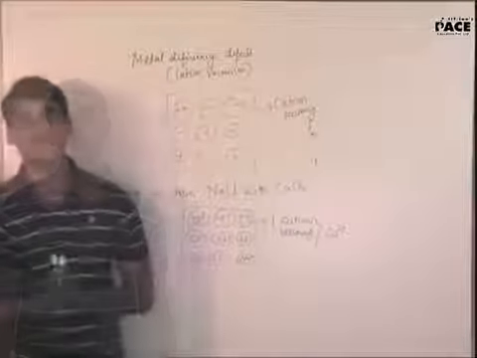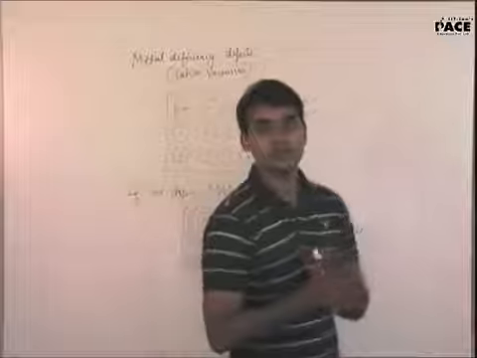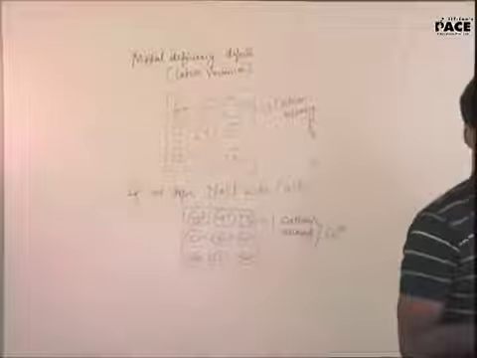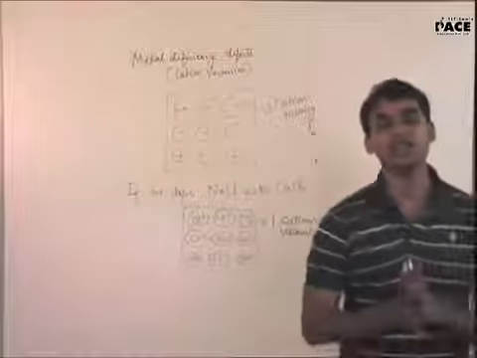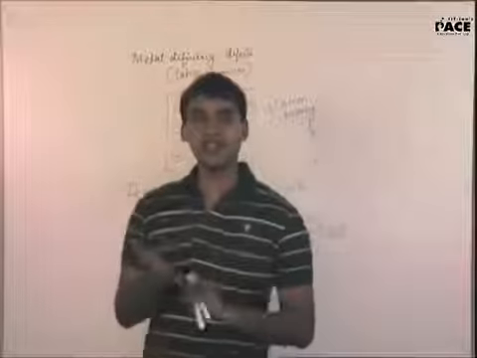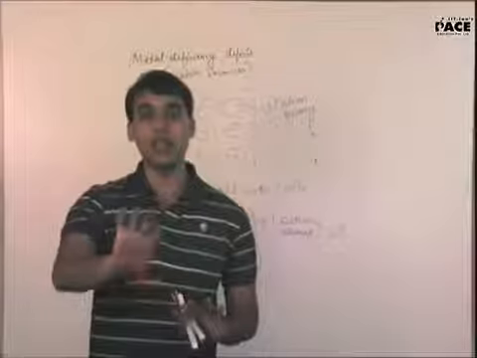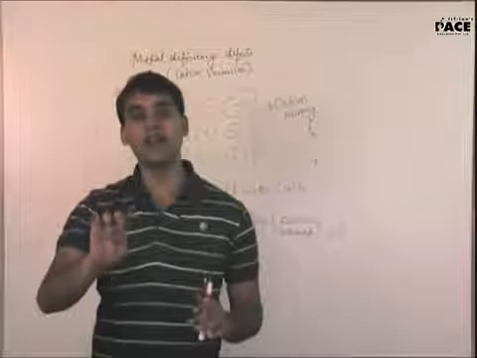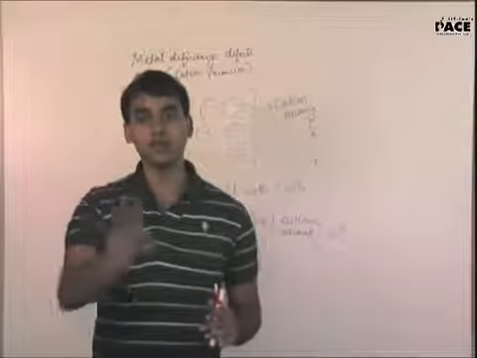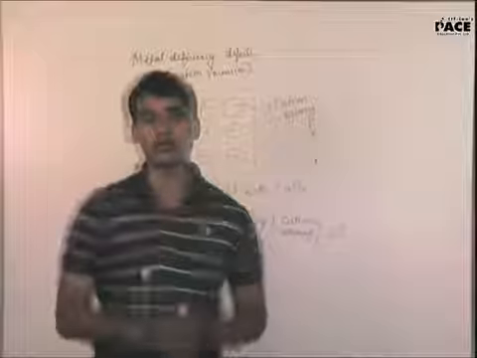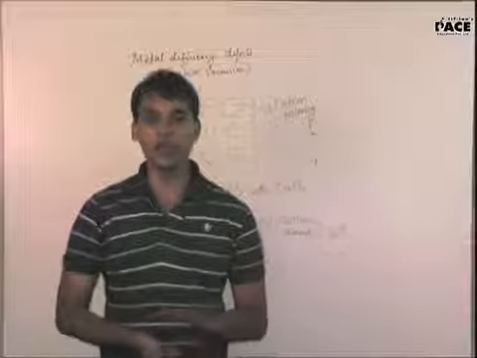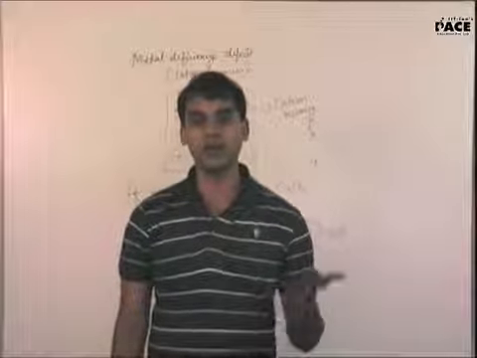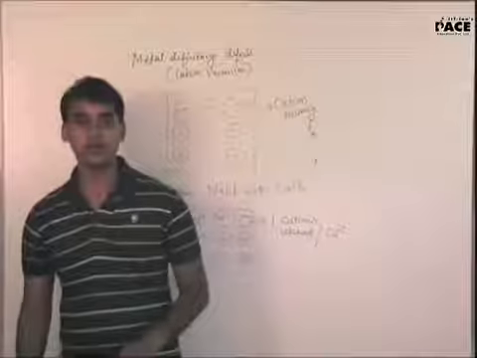Clear? So there is a question: number of octahedral voids per atom in a crystal lattice of closed packed pattern. If you take it to be CCP, the number of octahedral voids will be 4. But they have asked you the number of octahedral voids per atom. So it will be 4 by 4, which is 1. Number of octahedral voids are 4, but the number of atoms are also 4. So number of octahedral voids per atom will be 1. Clear?